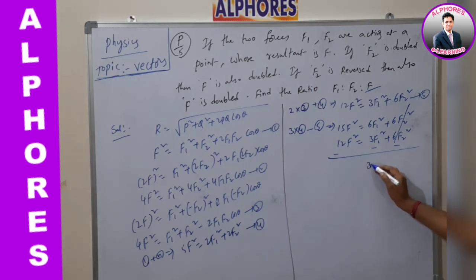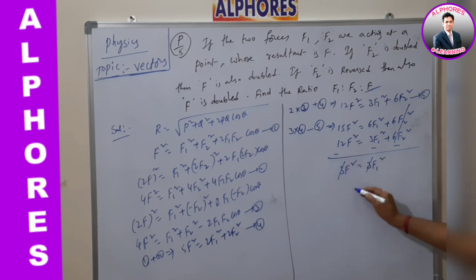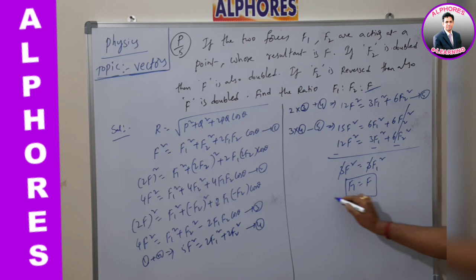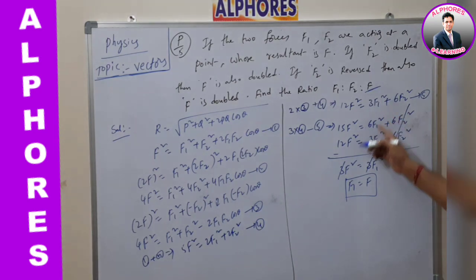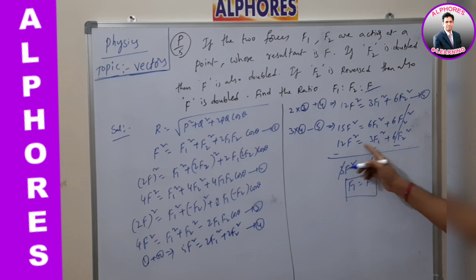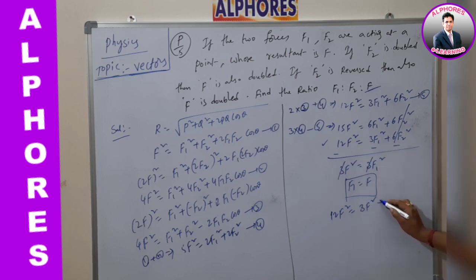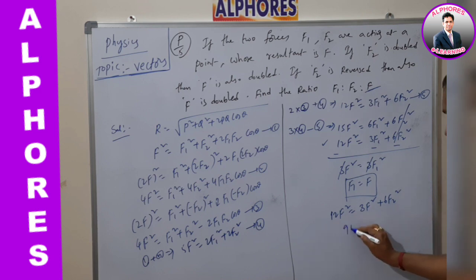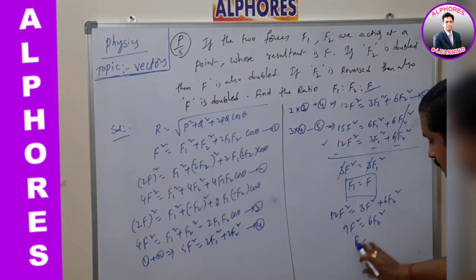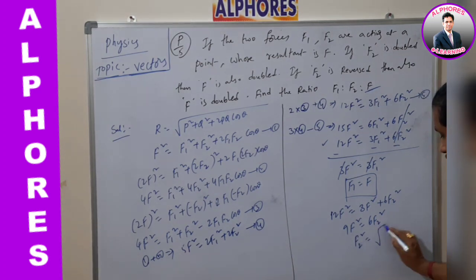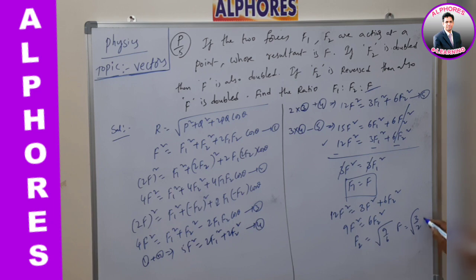On the RHS 3F1 square, on the LHS 3F square. The 3 gets cancelled, so F1 is equal to F only. Now I am taking another equation. Take any equation, for example 12F square is equal to 3F square, because F1 is equal to F, plus 6F2 square. That means 9F square is equal to 6F2 square. Is it clear? Now F2 is equal to the root of 9 by 6 into F. That can be written as root of 3 by 2 into F.